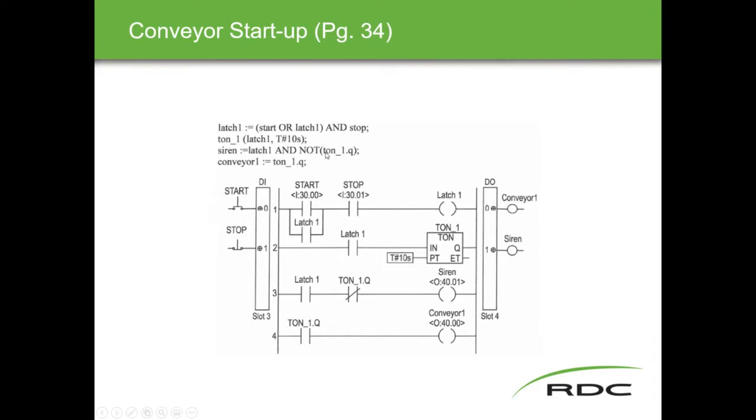And you can see now here that we're calling t on one q function block. Okay, we're calling on t on, we called on it here. Now we're calling on a specific variable inside that t on one q function block. Last rung, variable is conveyor one, and it's basically saying t on one q, and this is how we write it, t on one q. So this t on one q comes from within the function block, which in this case, the instance name is t on underscore one. Whew, get winded sometimes.